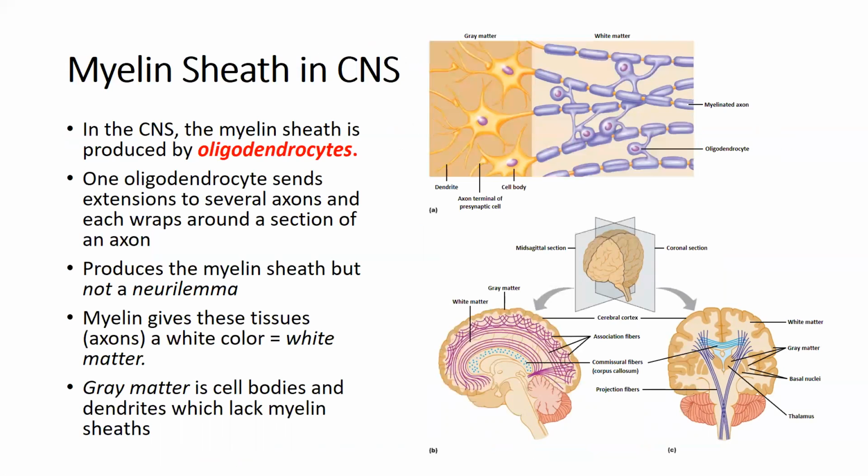So I'll point it up here. This would be an oligodendrocyte. And as we can see, it's projecting to many different neurons, or many different axons, and insulating or myelinating these neurons. Now this is only found in the central nervous system, oligodendrocytes. It produces the myelin sheath, but not the neurolemma. We're going to talk about what the neurolemma is in a little bit.